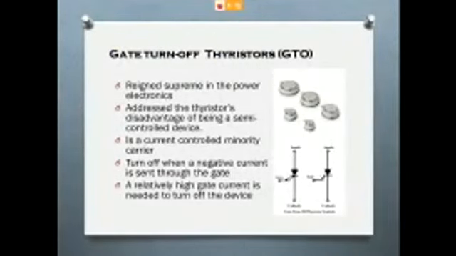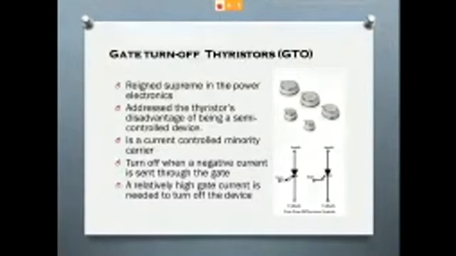The next one would be the gate turn-off thyristor, a GTO. This reigns supreme in power electronics. One of the important things in power electronics is a GTO. A single thyristor had many disadvantages, one of the important ones being that it is a semi-controlled device, and this addressed that problem of the thyristor.